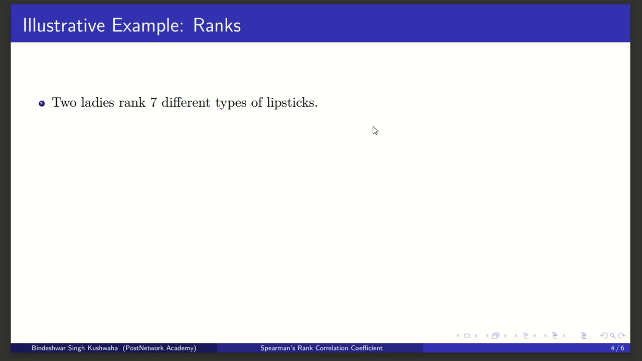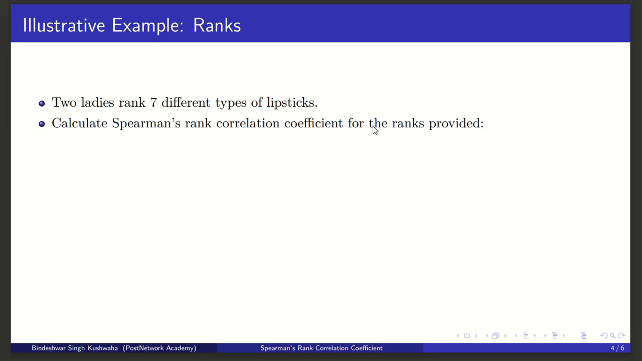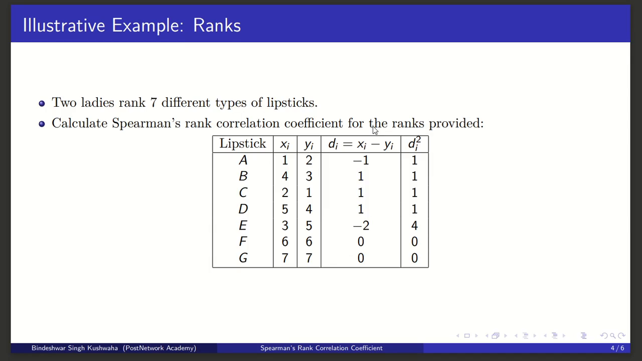So let us see an example. Two ladies rank 7 different types of lipsticks. Calculate Spearman's rank correlation coefficient for the ranks provided. Here data is given for A, B, C, D, E, F, G, with ranks xi and yi, and di is xi minus yi, and di square, you can see that. It is very simple to calculate Spearman's rank correlation.